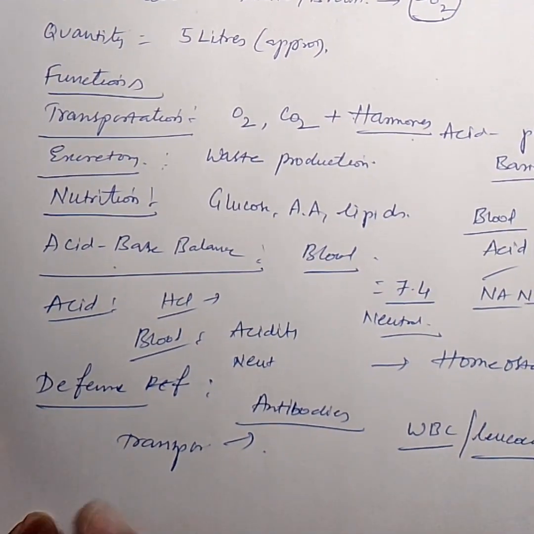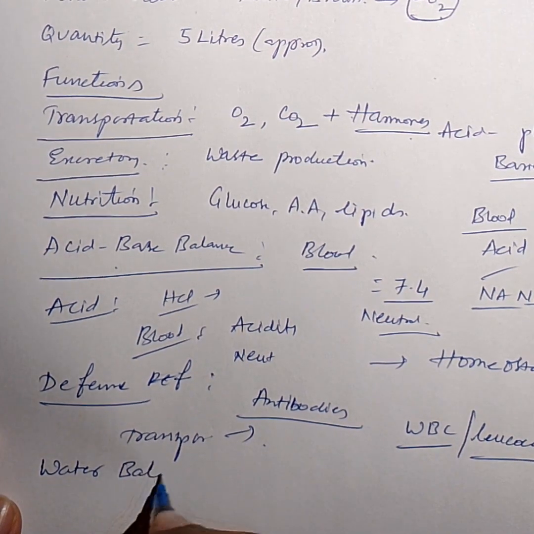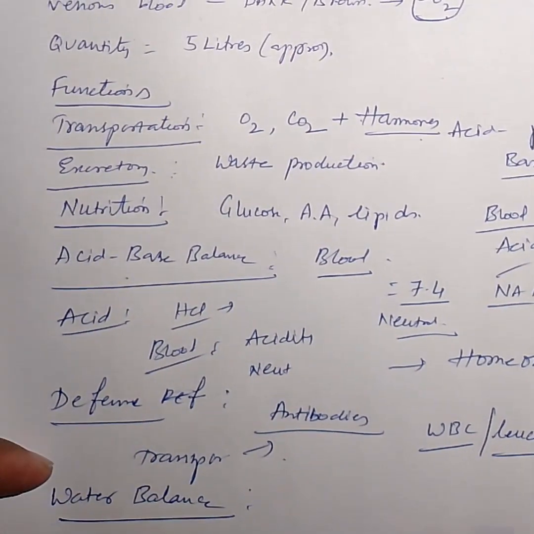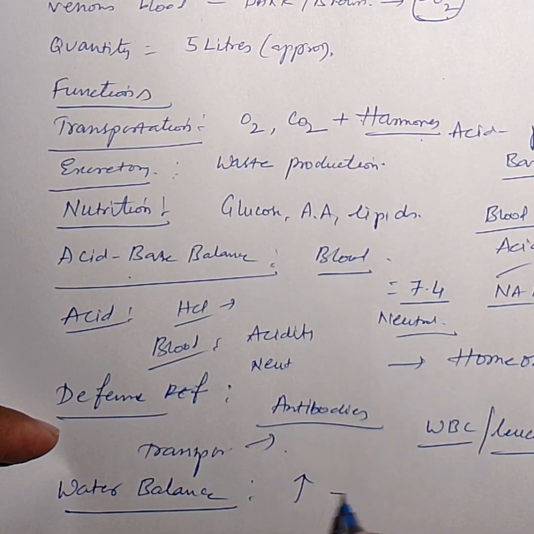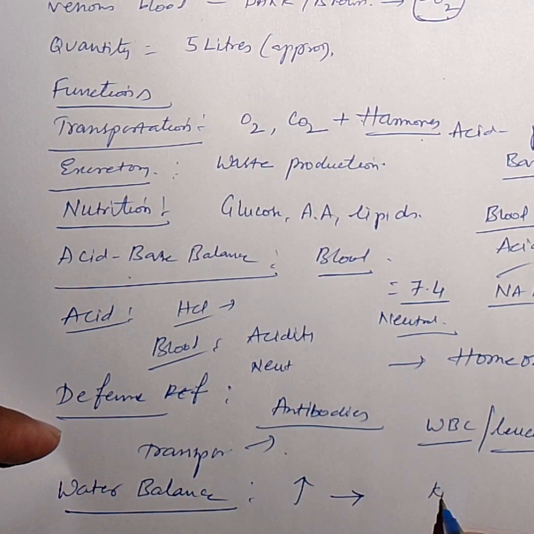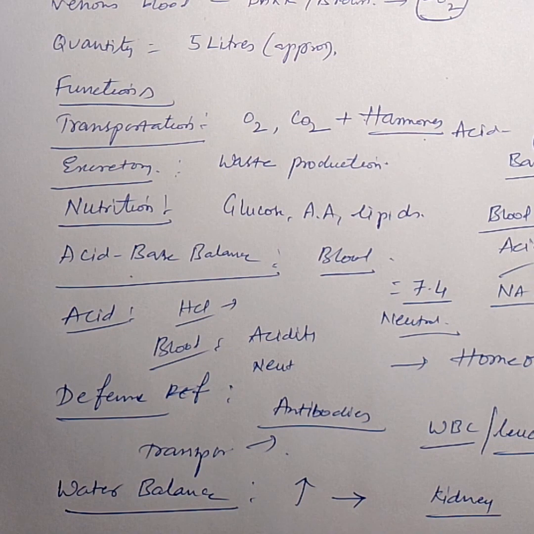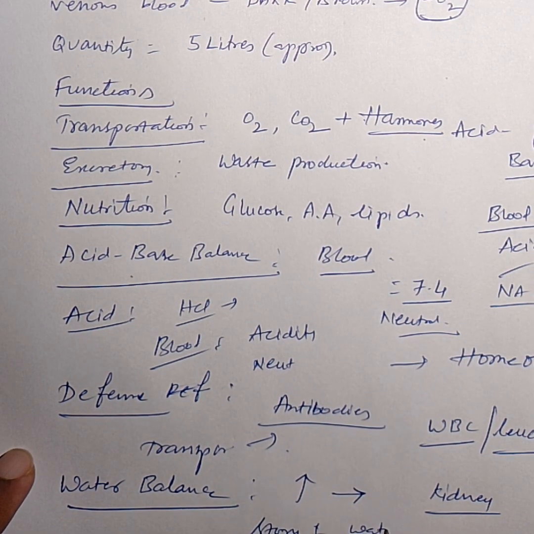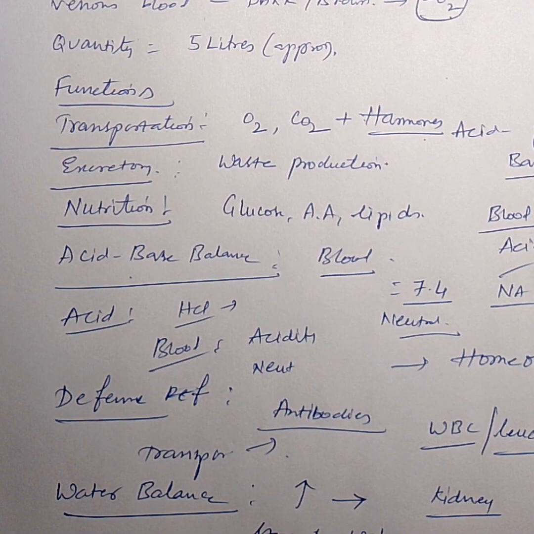And we can see one more main function, water balance. The water should be in an equal and balanced quantity in our body. If there is excess water, it will be released out with the help of the kidney, and if it is less, it will help in storing the water. Hence, the water balance is maintained by the blood.